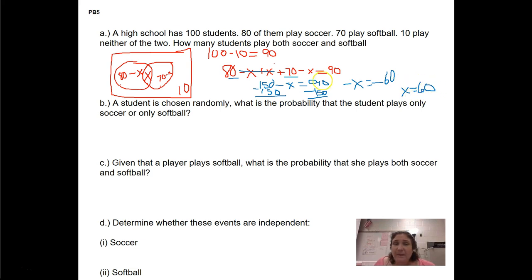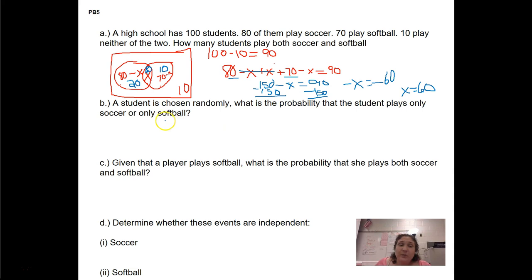So now we can go in here. That's just what we needed: 60 kids do both. Next, if a student is chosen randomly, what is the probability this student plays only soccer or only softball? We know there's 60 here. 80 minus 60 means there's 20 kids that only play soccer, and 70 minus 60 means there's 10 kids that only play softball.